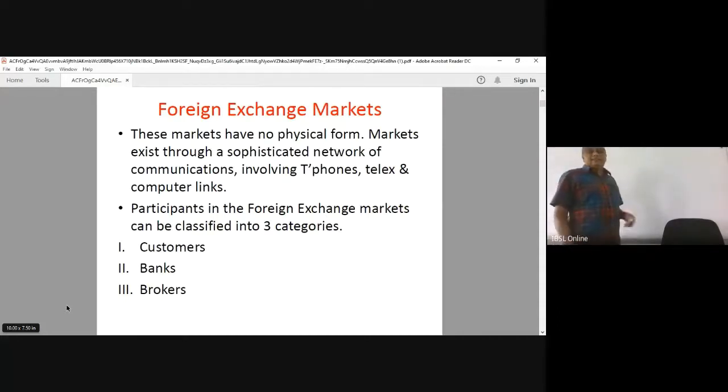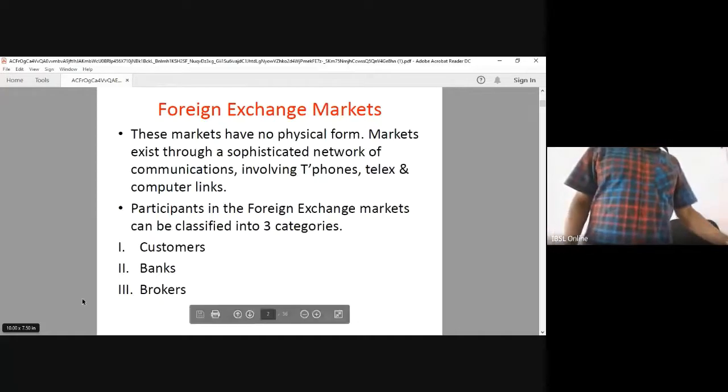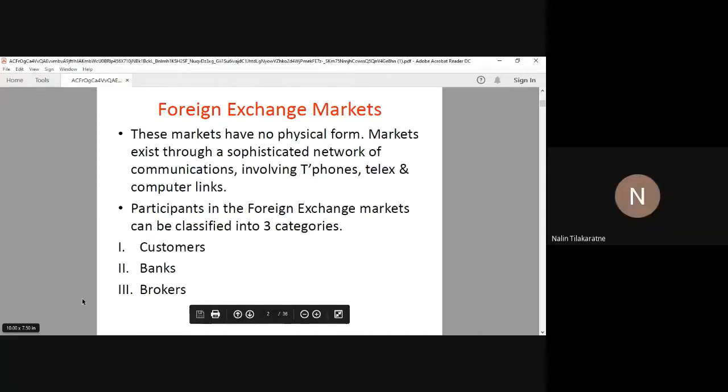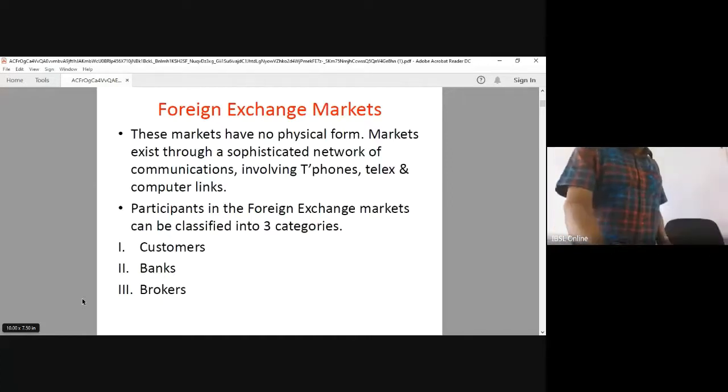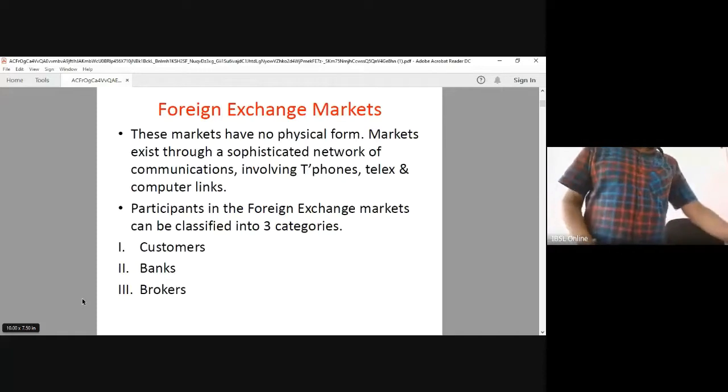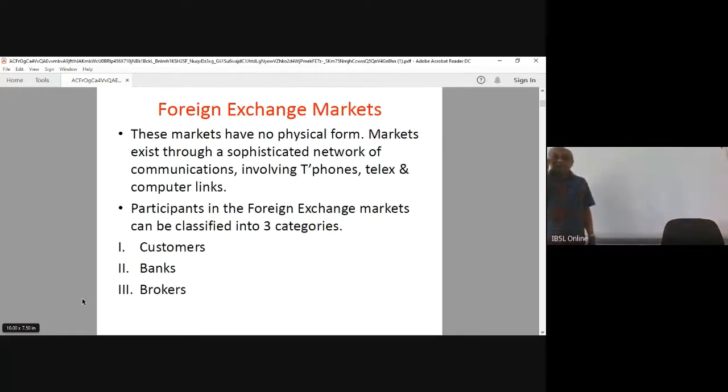So therefore, the one is customers. Another one is banks. The banks are also getting involved in this particular market because the entire market will be operating through banks. These customers can't buy or sell their currencies without going through the banks. So the banks play a major role. And the third one is brokers. Those days, before 1977, we didn't have brokers. It was direct.